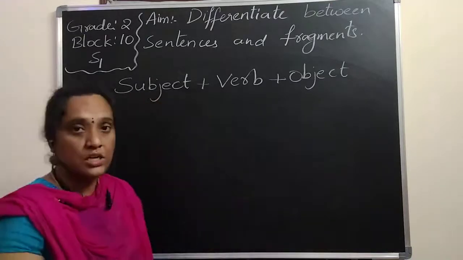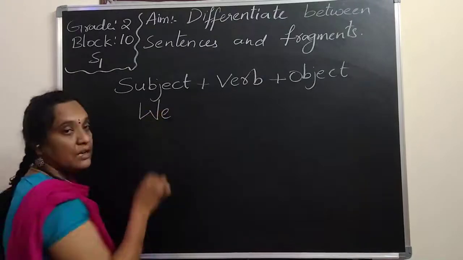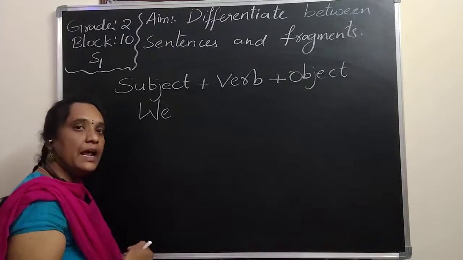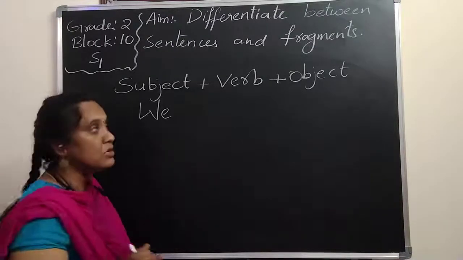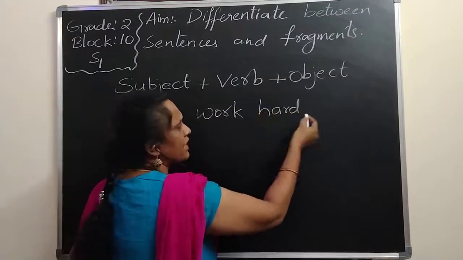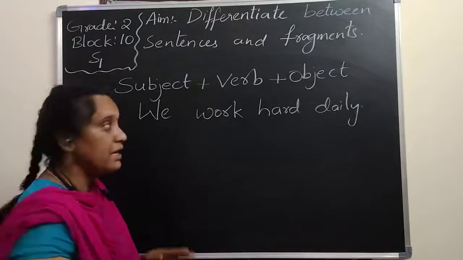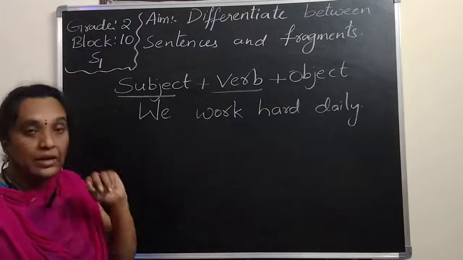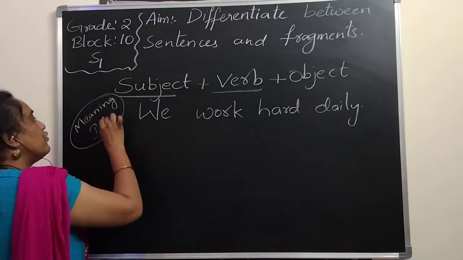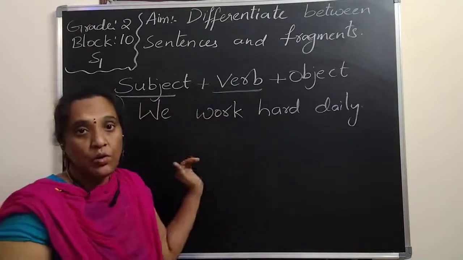Okay, now we have a subject, a verb and an object in a sentence. For the subject, I can write anything like pronouns I, we, you, they, he, she, it, or any name or any animal. Anything I can use. We work hard. I can say something like daily: we work hard daily. This is a sentence, and a sentence must contain a subject, a verb and also a meaning, an idea. It gives an idea regarding something.